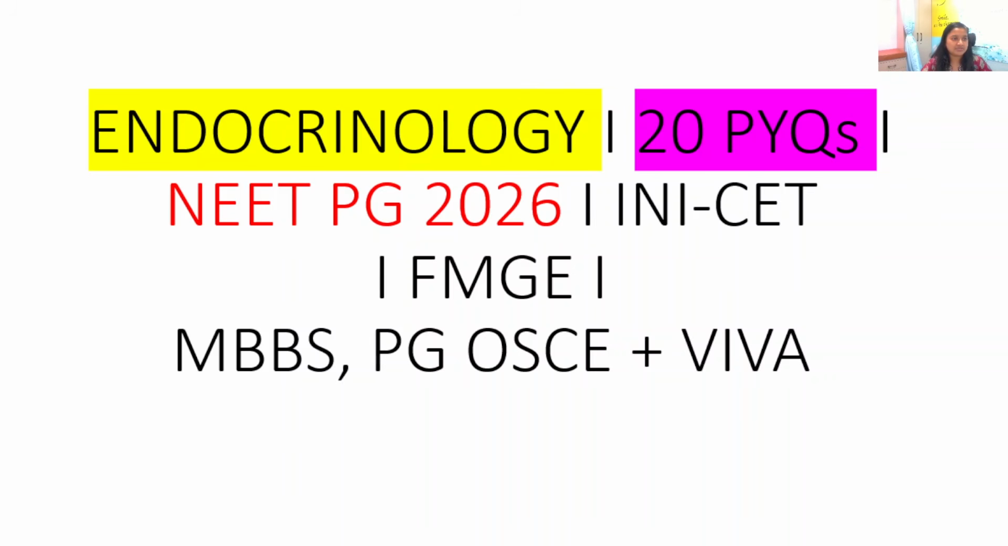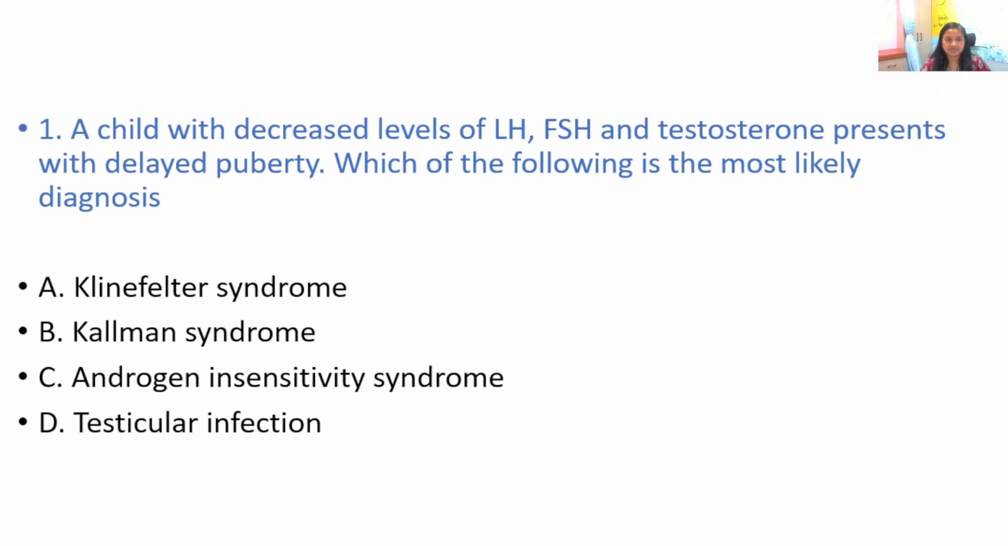Hello everyone. Today's video will be on 20 PYQs from the topic of endocrinology. So the first question here: a child with decreased levels of LH, FSH and testosterone presents with delayed puberty. Which of the following is the most likely diagnosis? Your options are Klinefelter syndrome, Kallmann syndrome, androgen insensitivity syndrome and testicular infection.